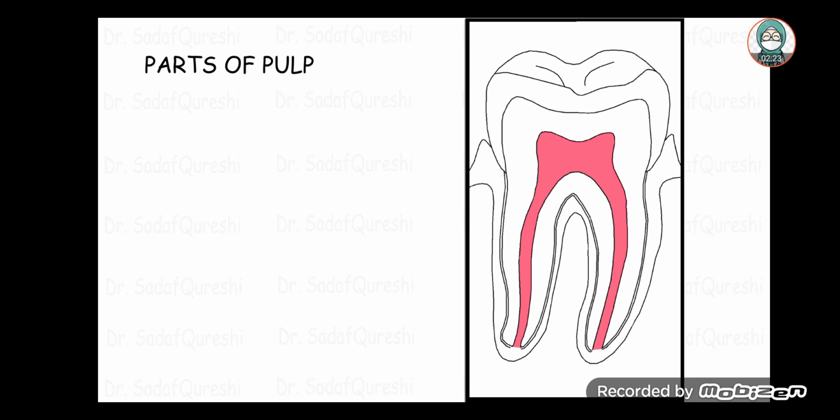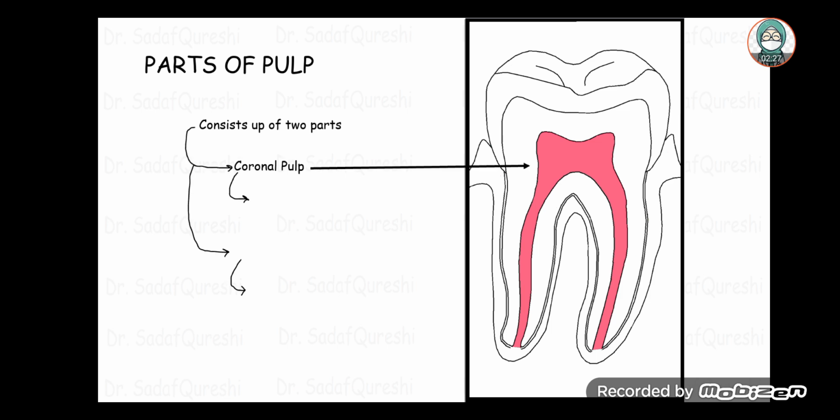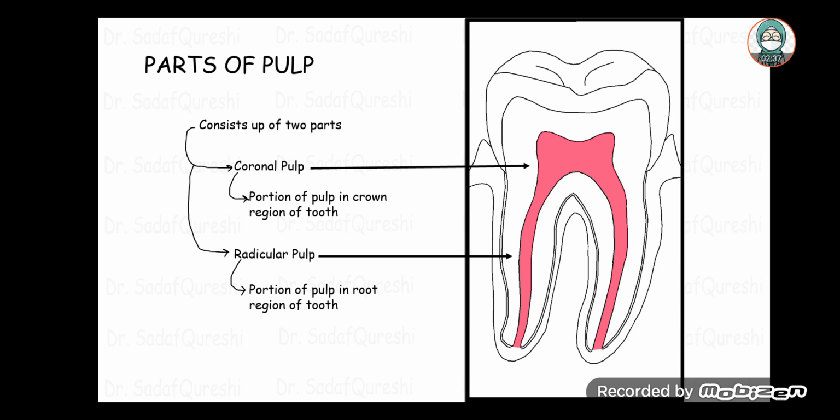Now let's talk about the parts of pulp. The parts of pulp are coronal pulp, that is the crown portion of the pulp, and then it has radicular pulp, that is the root portion of the pulp. Coronal pulp is the portion of pulp that is in the crown region of the tooth, and radicular pulp is the portion of pulp that is in the root region of the tooth.